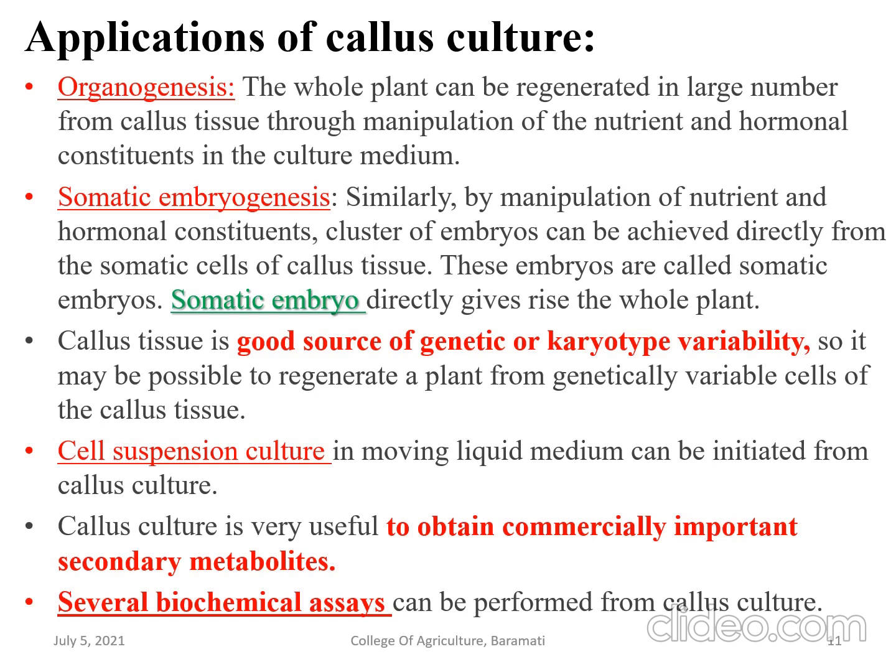Callus tissue is a good source of genetic or karyotype variability. That means if you want to develop any mutation within the culture, callus tissue is a very good source for creating variability. So it may be possible to regenerate a plant from genetically variable cells of the callus tissue. You can add any mutating agent to the callus mass so that your cells get mutated, and you can create variability or mutant phenotypes.